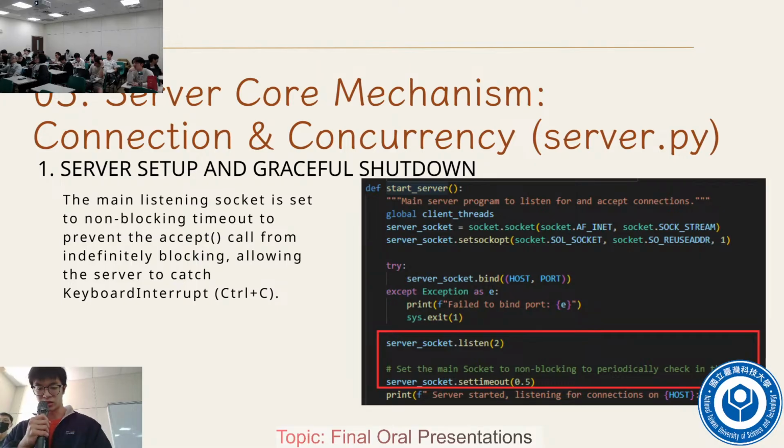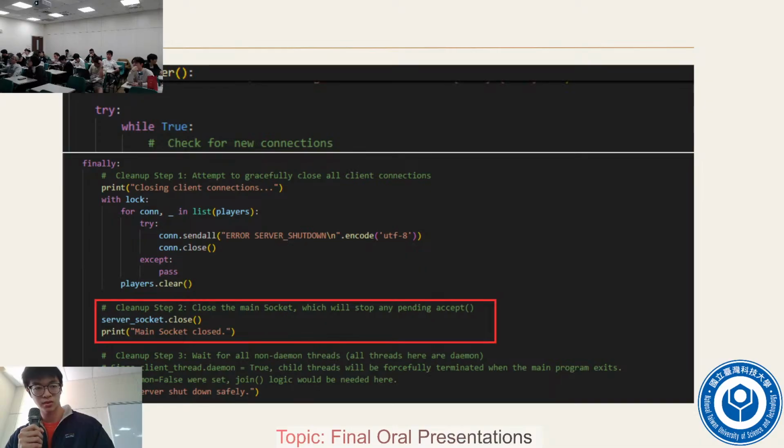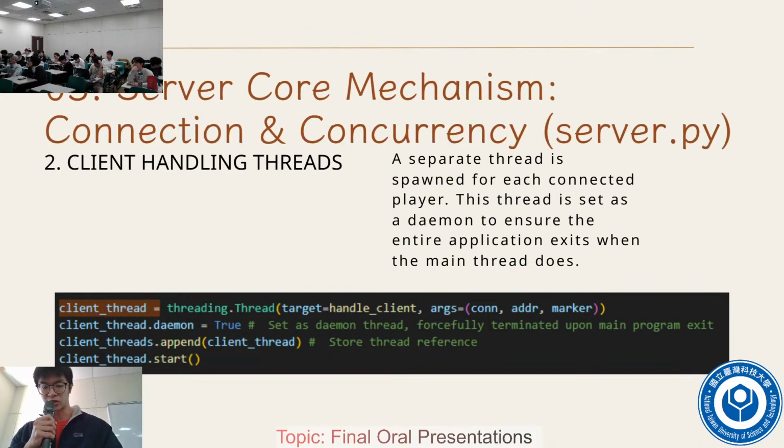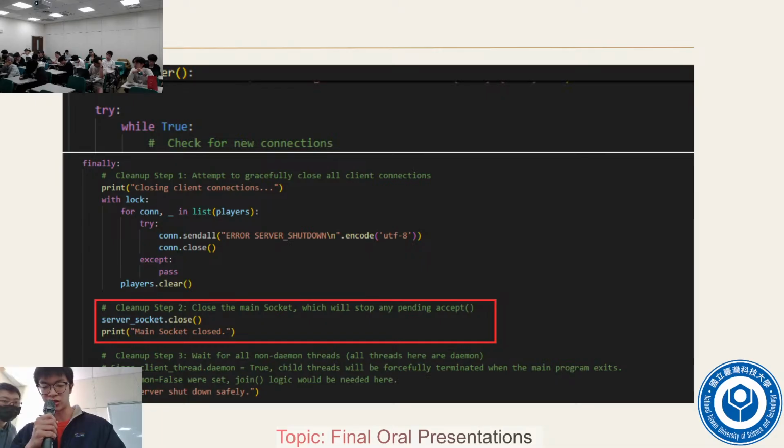And now let's look at the server code. To make the server safe, we set a timeout on the socket. This helps the server shut down cleanly when we want to stop it. And this is how we handle game moves. When a player makes a move, we use a lock. This makes sure only one person updates the board at a time. It keeps the data safe. After a move, the server tells both clients to update their screen, and then tells the next player it is their turn.